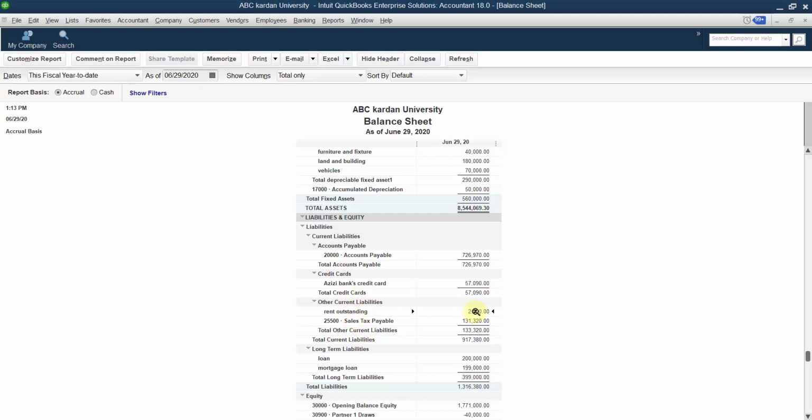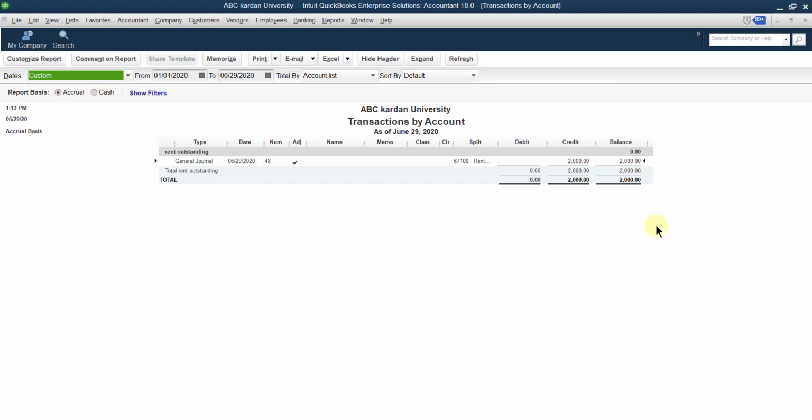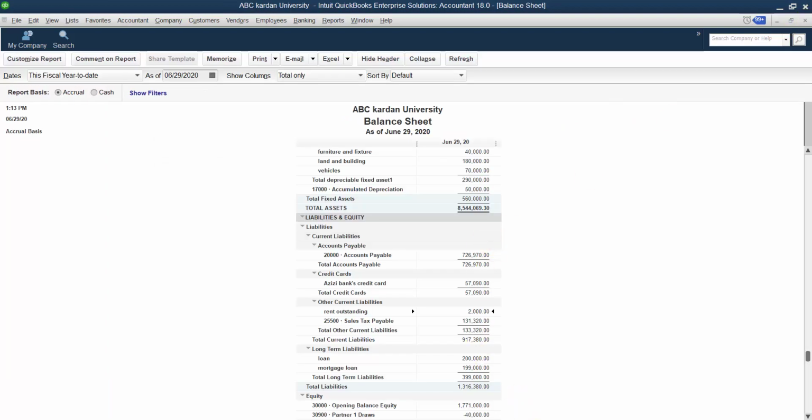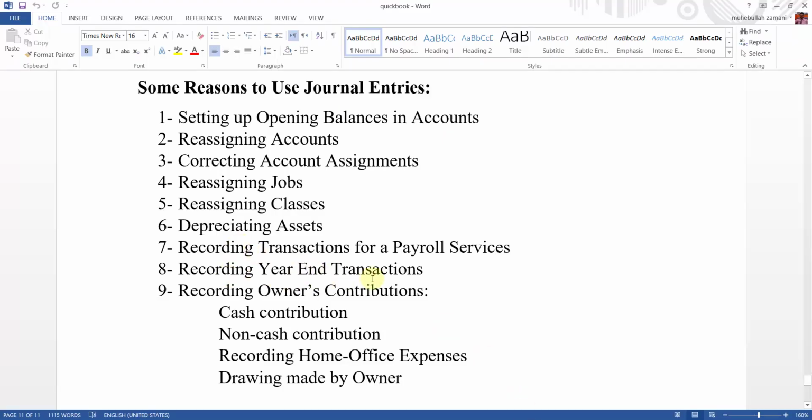How much is the outstanding rent? It is 2,000. So 2,000 should be considered. And this of course shows that it was made through a journal entry, right? So this was the purpose of the second part, and that is year-end transactions.